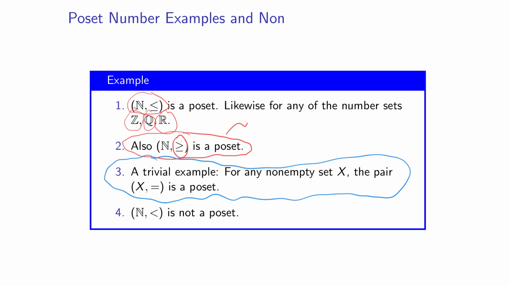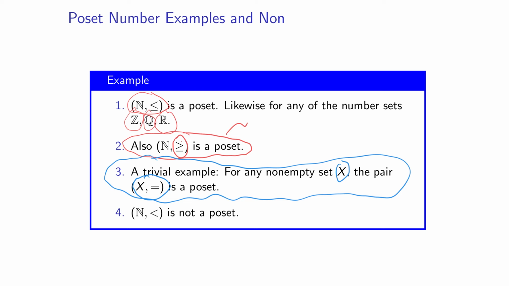I wanted to just throw out a quick trivial example. Sometimes those are nice for seeing the boundaries of what things technically count, even though it's not usually what we have in mind when we think about a poset. But if you take any non-empty set X and you put it together with the relation of equality, so two things are related if and only if they are equal to each other, so really everything is only related to itself, well, technically that actually satisfies the axioms of a poset.